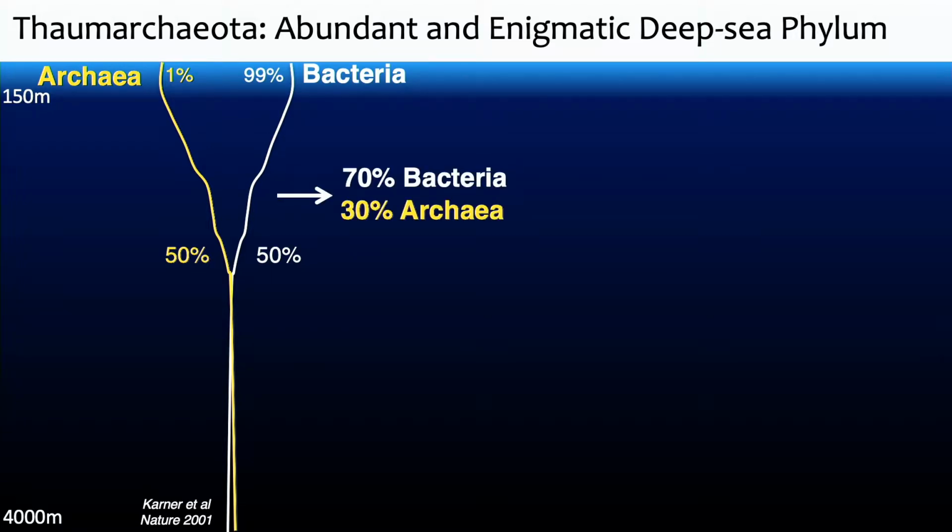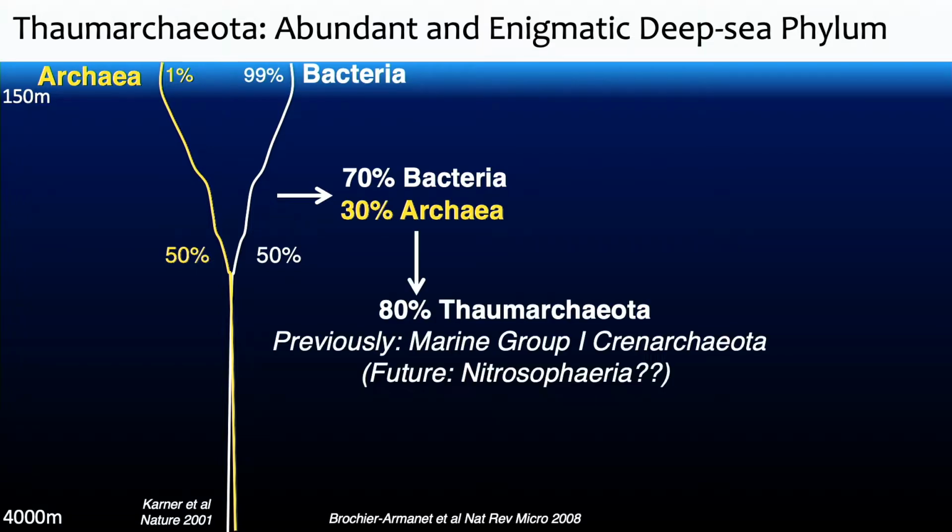It ends up being approximately 30% of all the microbial cells in the ocean are archaea, and about 80% of those are this single phylum, the Thaumarchaeota. They were previously called marine group 1 Crenarchaeota, if you've heard of them as that, and in the future I hear their name might change, but today I'm going to be calling them the Thaumarchaeota.